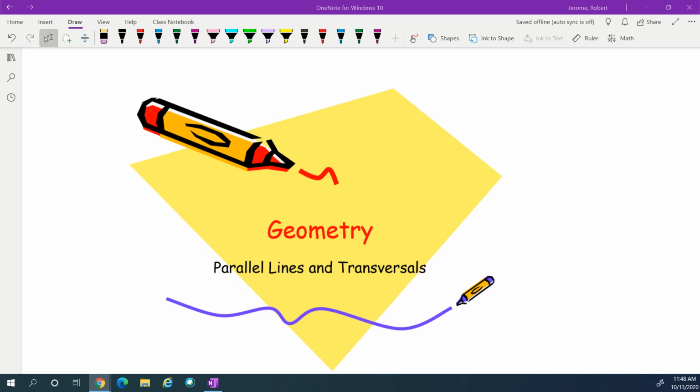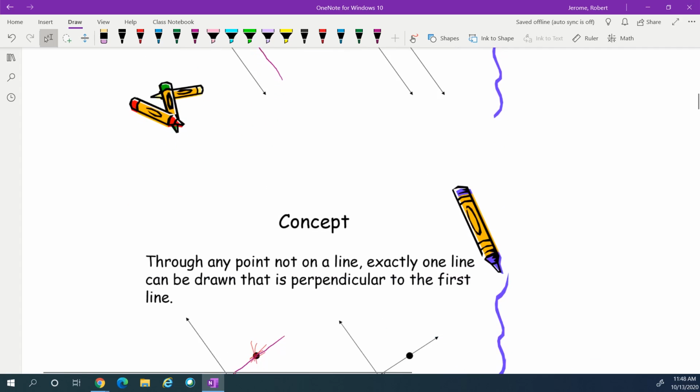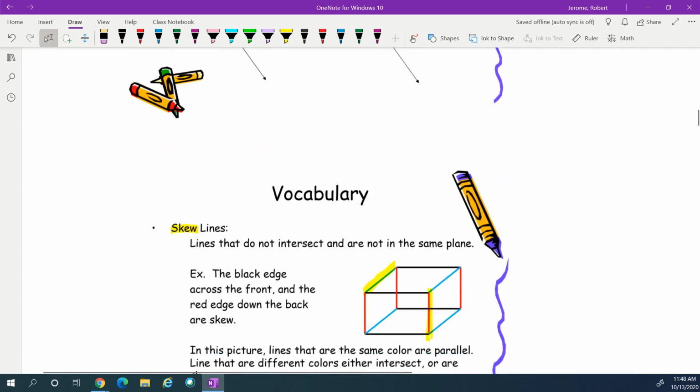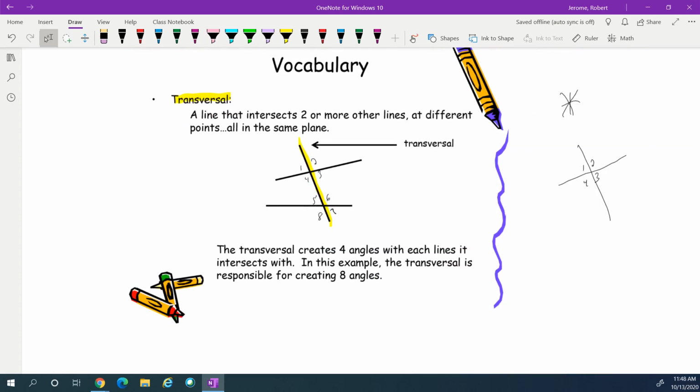All right, so we're doing parallel lines and transversals. This is part two, so I'm just gonna scroll through everything that we covered in part one. Remember, we talked about parallel lines, the symbol, arrows on them. We talked about skew lines. We talked about this transversal that relates two different intersections. That's really important.